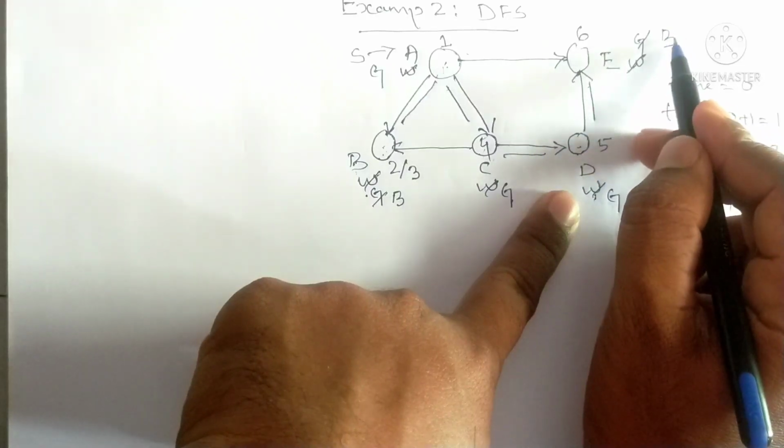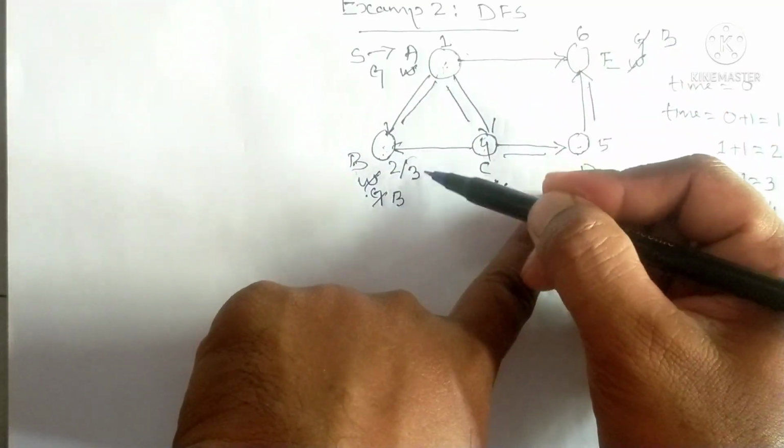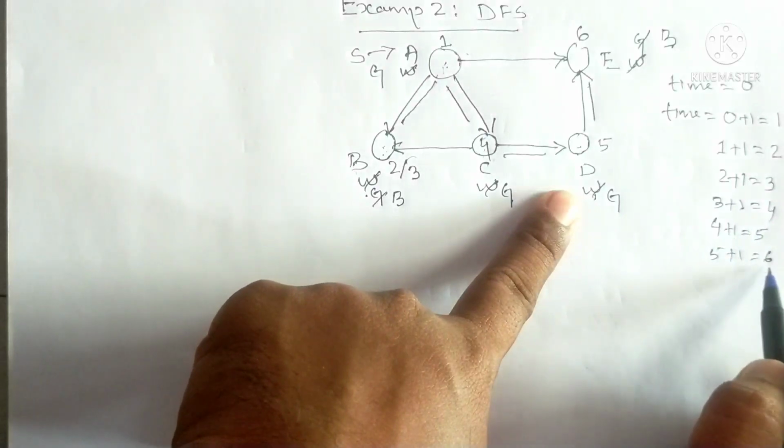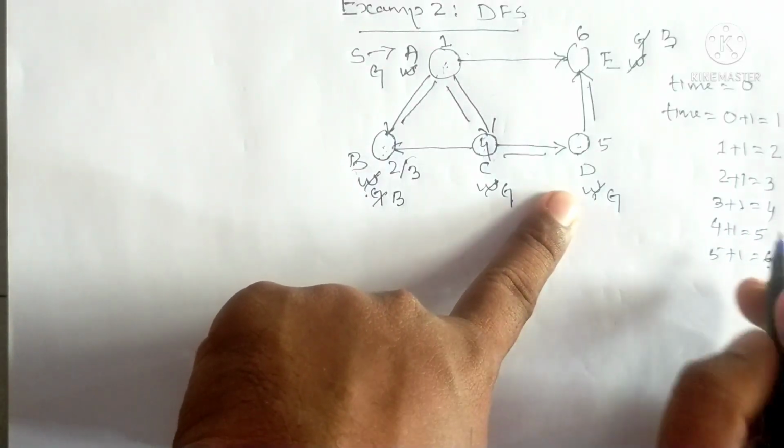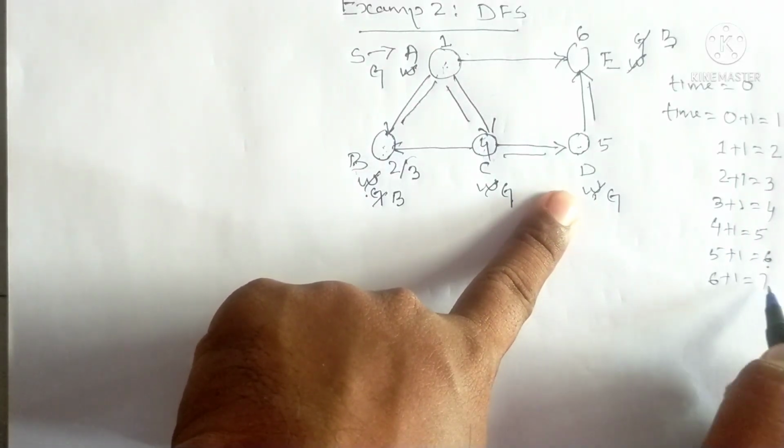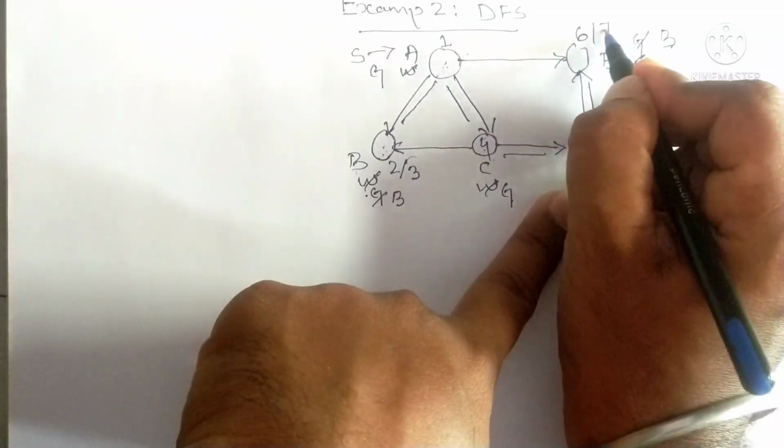Whenever you're painting with the black, what should you do? You write the final timestamp. What is the final timestamp? Previous time value plus 1. What is the previous time value? 6. So 6 plus 1 becomes 7. So here we'll write that 7.